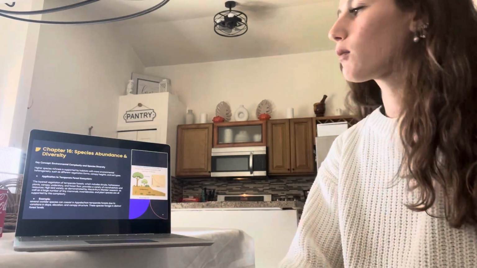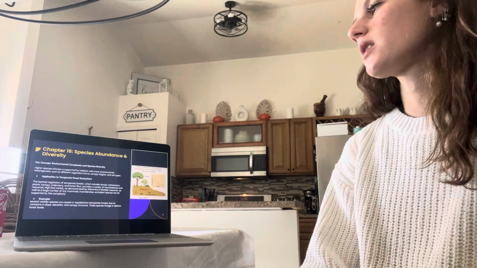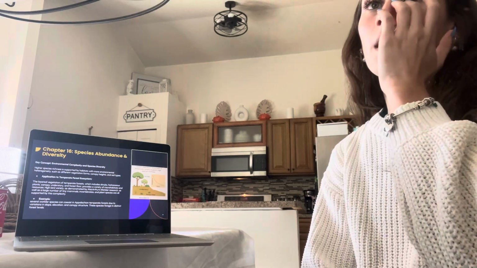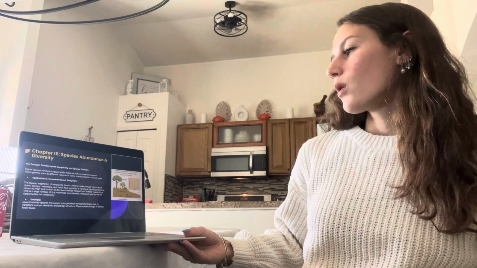In chapter 16, we talked about species abundance and diversity. The key concept is environmental complexity and species diversity. A diverse forest supports more species. The layered structures, like canopy, shrubs, and floors, create many habitats for birds, insects, and plants. An example would be several warbler species that can coexist in the temperate forest due to variations of slope, elevation, and canopy structures.